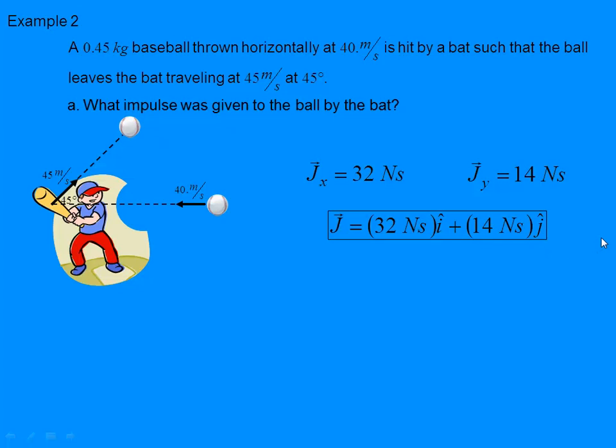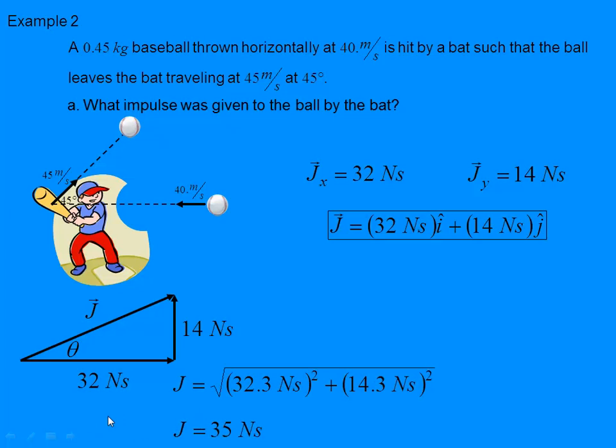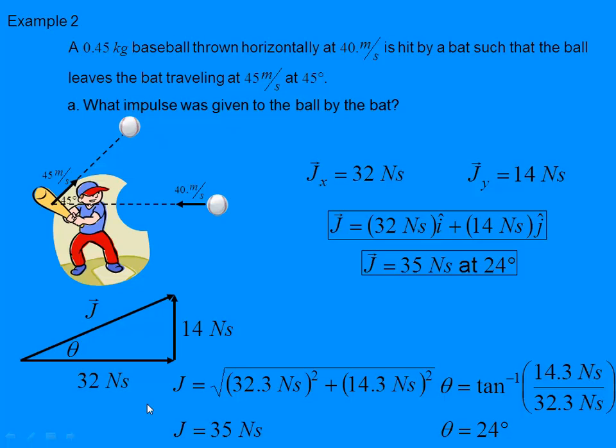We also could write this in polar coordinates, or magnitude and direction. If we draw out the vector diagram, there's 32 Newton seconds I cap, horizontal. There's 14 Newton seconds J cap, vertical. There is the impulse and the angle of the impulse. Quick little Pythagorean theorem gives us a magnitude of 35 Newton seconds. Inverse tangent gives us the angle, 24 degrees. And so the answer in polar coordinates, the impulse given to the ball by the bat is 35 Newton seconds at 24 degrees. And of course you should be able to do these both ways.